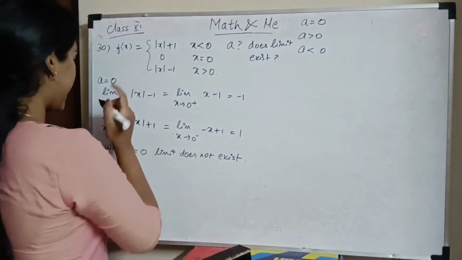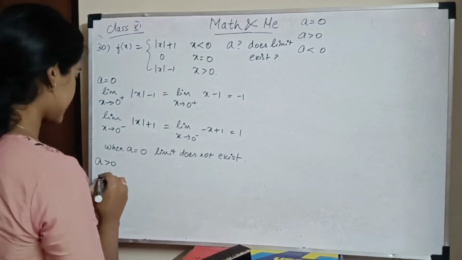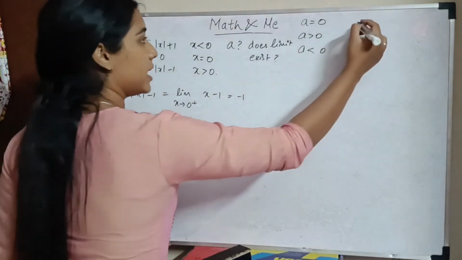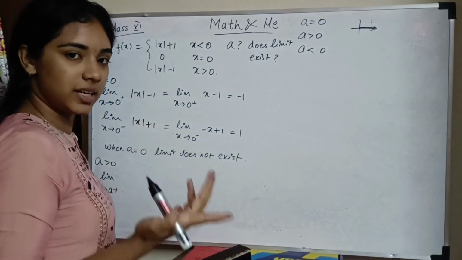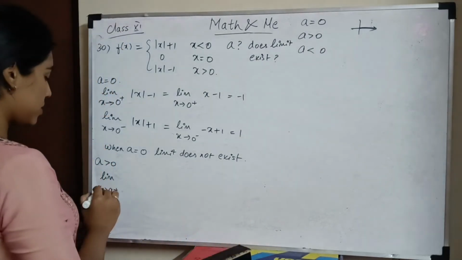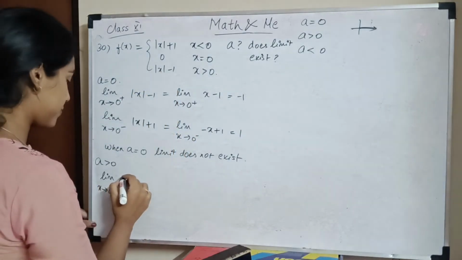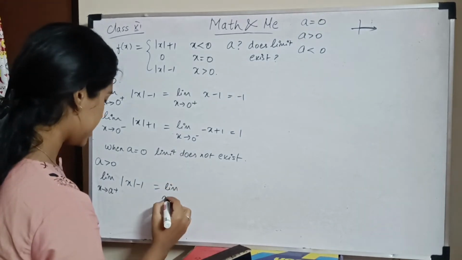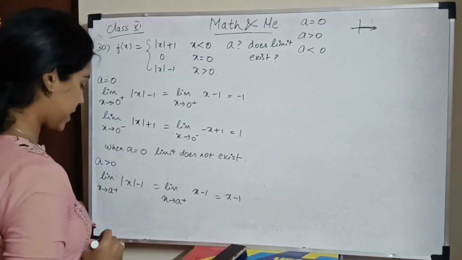Okay. So what will happen when a is greater than 0? When a is greater than 0, limit x tends to a plus, number line la greater than 0 na enna artham? Ellame positive. Mod value of x will never take the negative x. It will only have the positive value of x, right? So limit x tends to a plus, greater than 0 na it will take this function. So it will be mod x minus 1. So it will be limit x tends to a plus of x minus 1 which is equal to a minus 1.